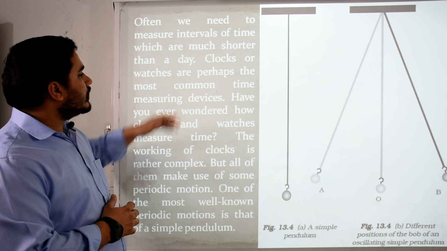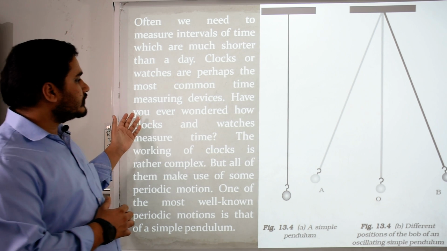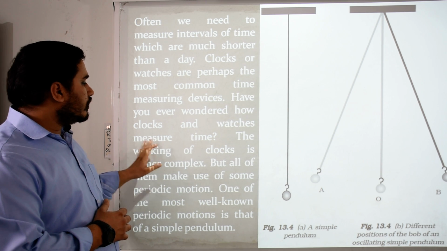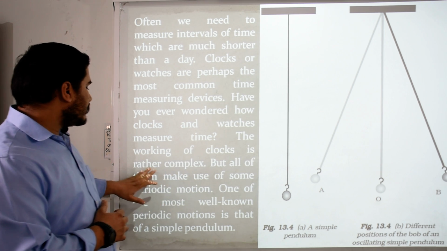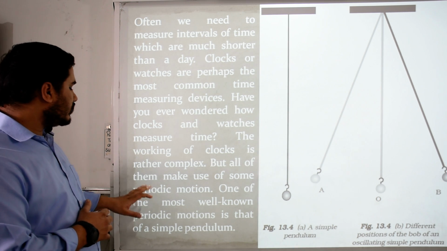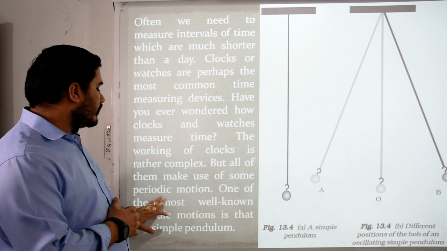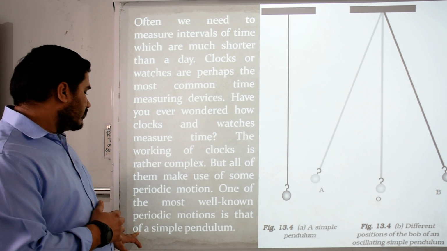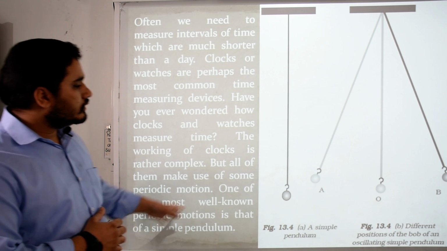Clocks or watches are perhaps the most common time measuring devices. Have you ever wondered how clocks and watches measure time? The working of clocks is rather complex, but all of them make use of some periodic motions. One of the most well-known periodic motions is the simple pendulum.